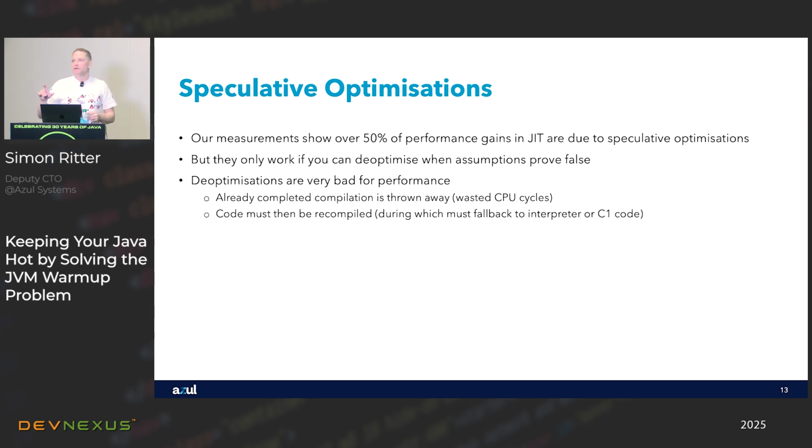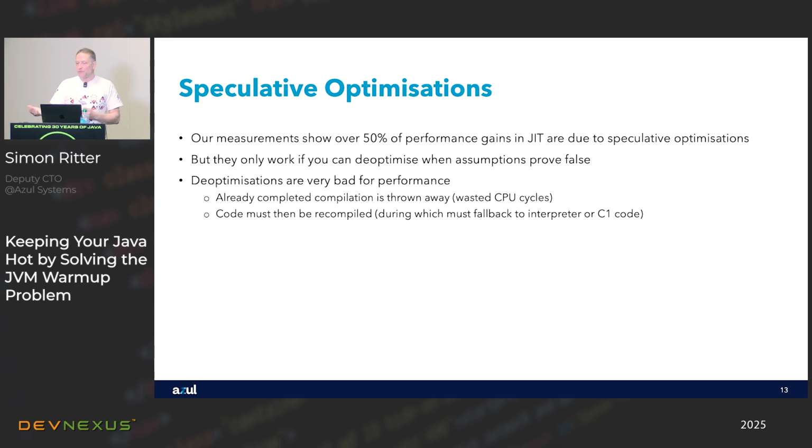So what we've done at Azul is we use a lot of speculative optimizations in our JIT compiler. And what we found is that more than 50% of the performance gains we get is from speculative optimizations. The fact that we can change code as it's running and base our compilation on how code has run up to this point. That only works so long as we can de-optimize as well as optimize. Because if we can't de-optimize, we end up with a situation where we're not compiling the right code.